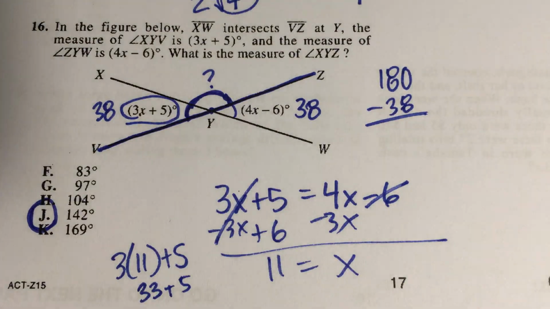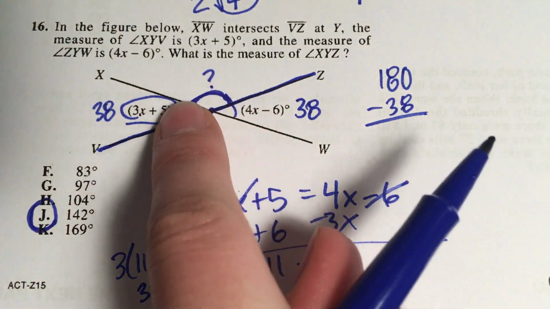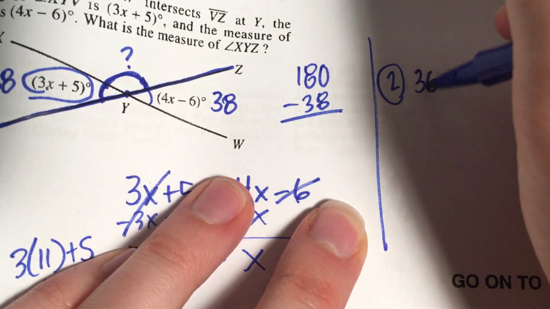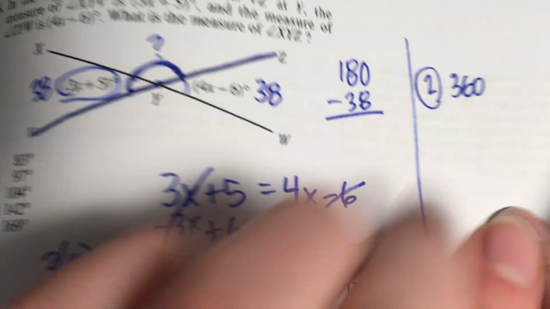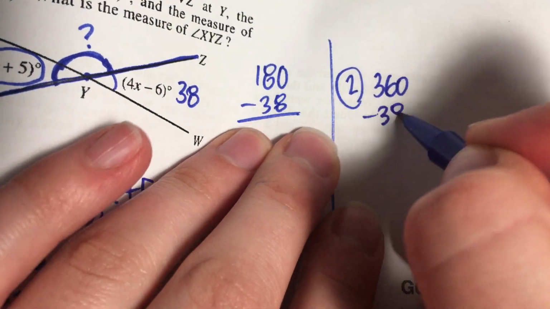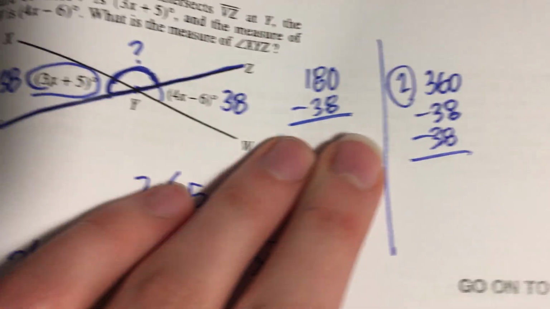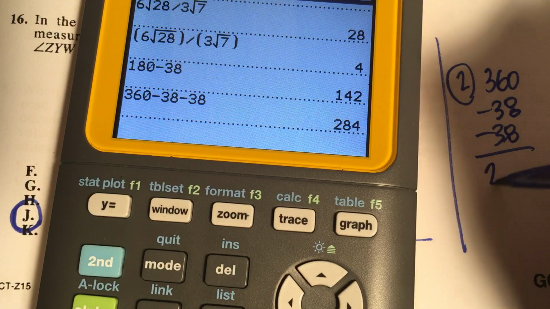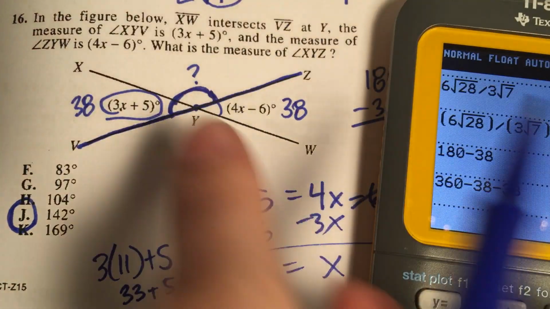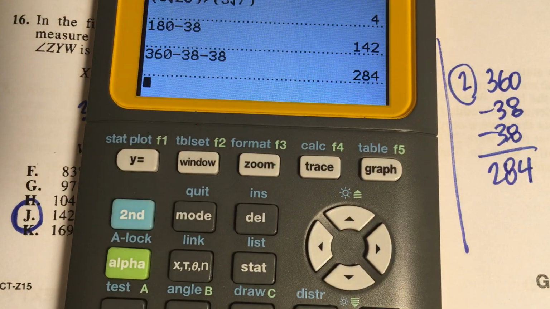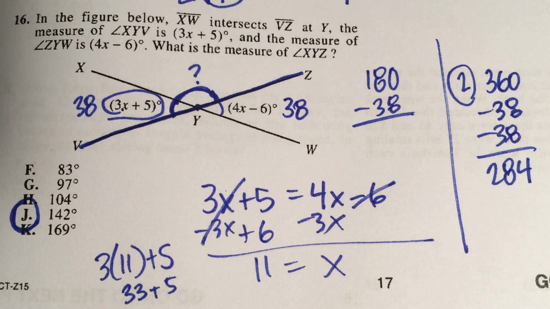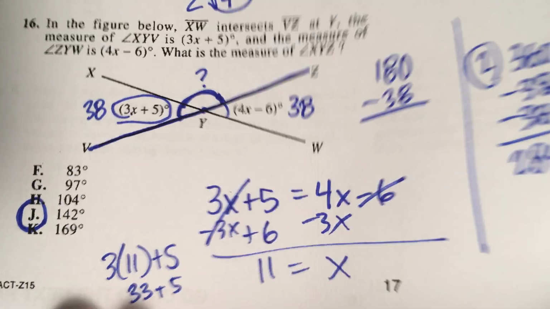J. You could have also said, I know the whole thing is 360. So another way to do this would be to say the whole thing is 360. I already know 38 and 38. So subtract 38, subtract 38. So I get 360 minus 38 minus 38. I get 284. And I know that that's these two angles right here. So I'm going to divide by 2. And I get 142, which is the same answer, J. That is 16.